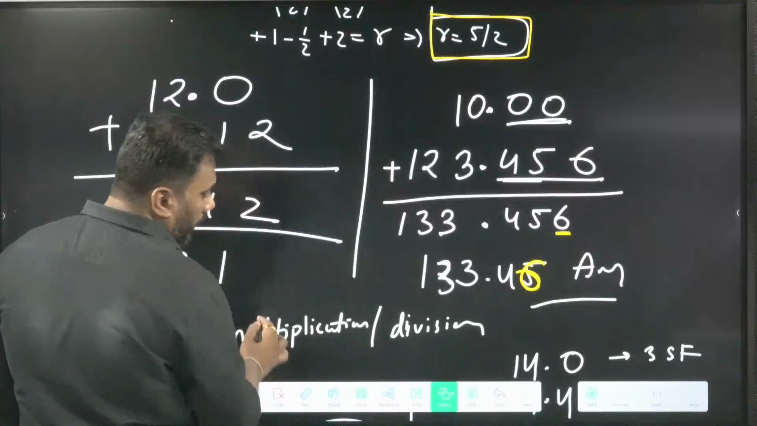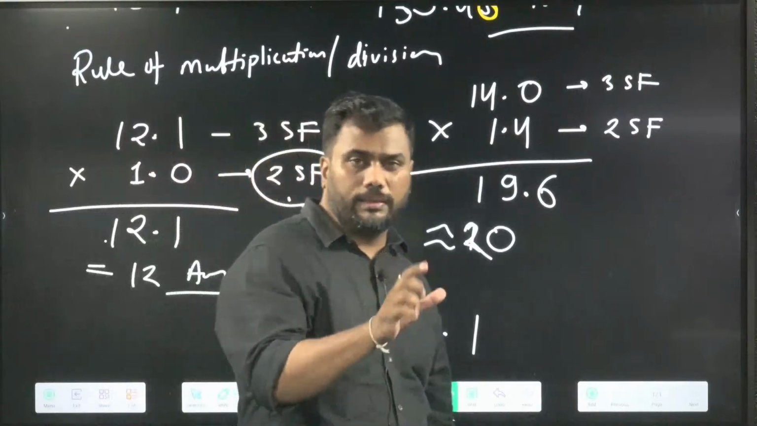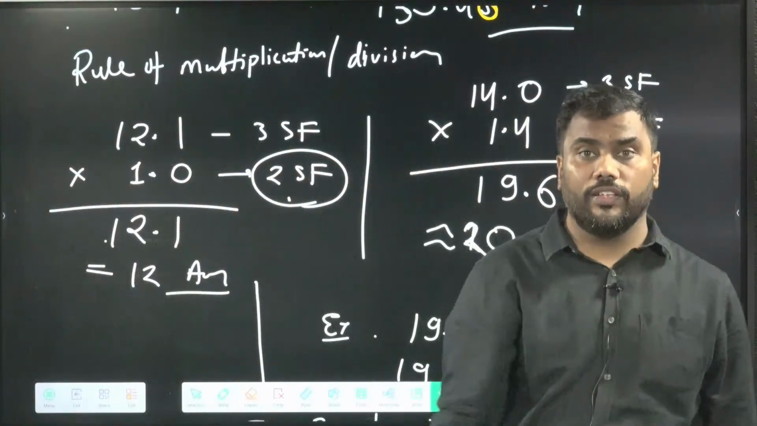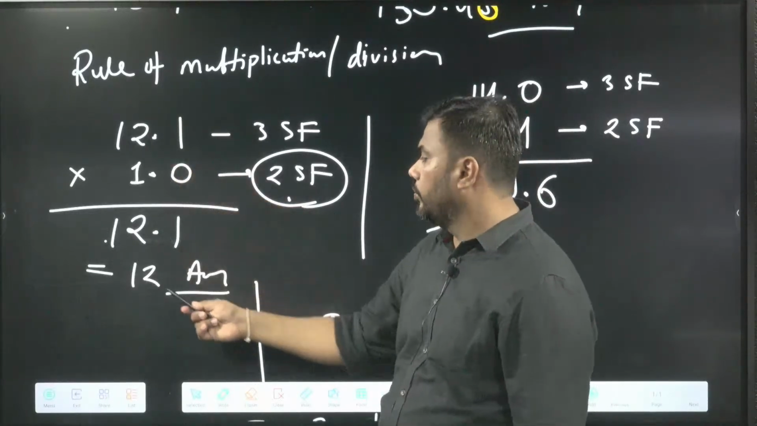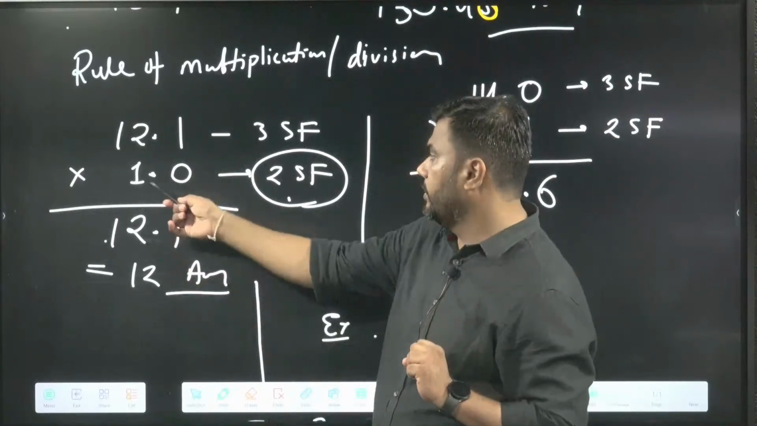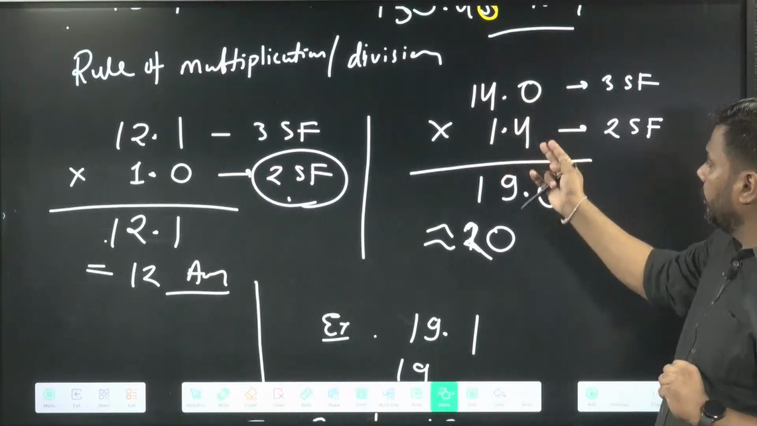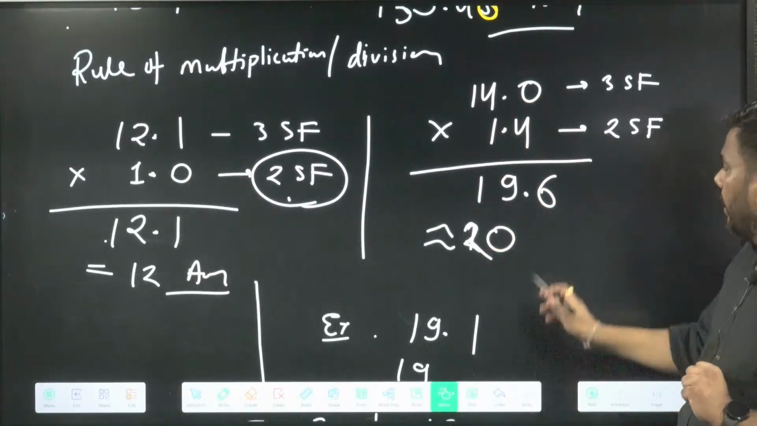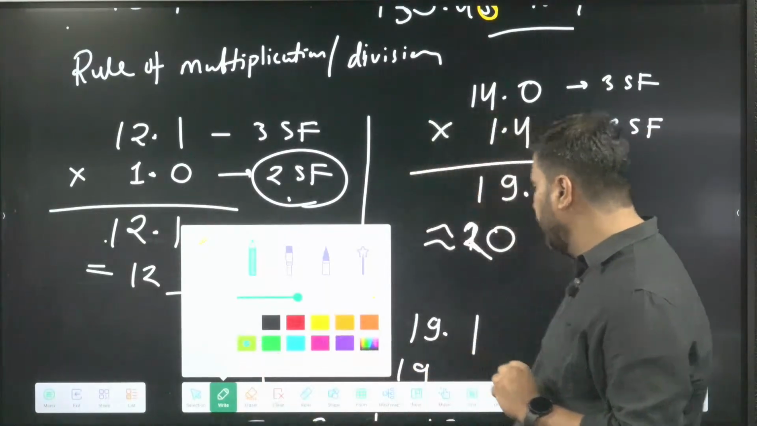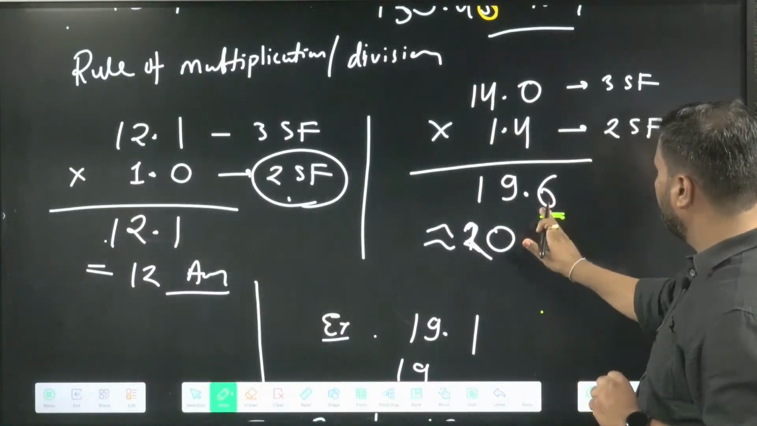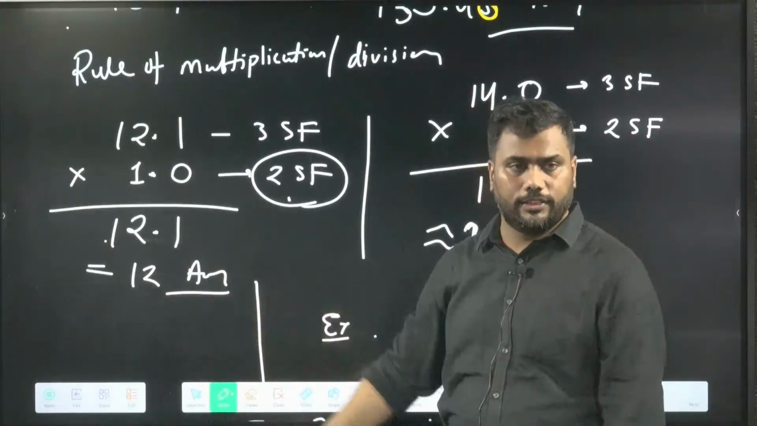In the case of multiplication or division, the rule is a bit simple. We observe the total number of significant digits. When this and this are multiplied, here 3 digits, here 2 digits, so the answer should contain only 2. Whatever is the least number of digits, that will be the answer. And whenever we are truncating a number, if the number being left is greater than 5, we should increase this number. If it is less than 5, we will leave it as it is.